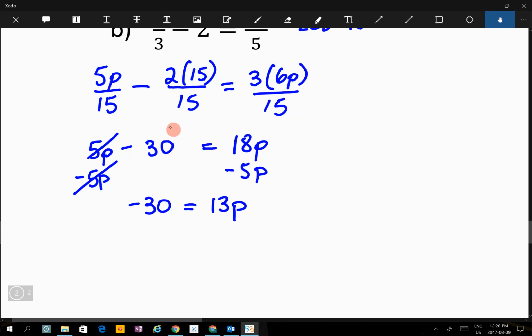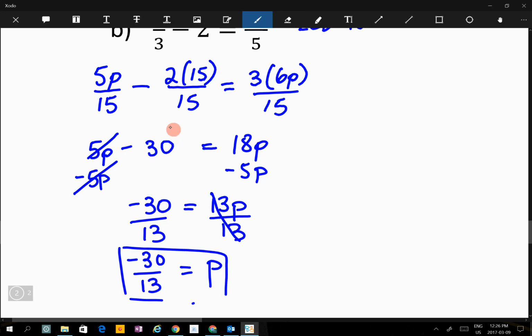If I divide this side by 13 and this side by 13, I'll get my answer. And it's all right to put the variable on the right side, so I have p over here like this. Negative 30 over 13 would be my final answer. Just to make sure we write this in proper form, you can commute both sides, so you can express this as p equals negative 30 over 13.